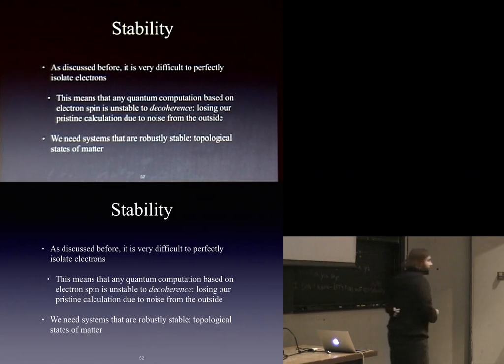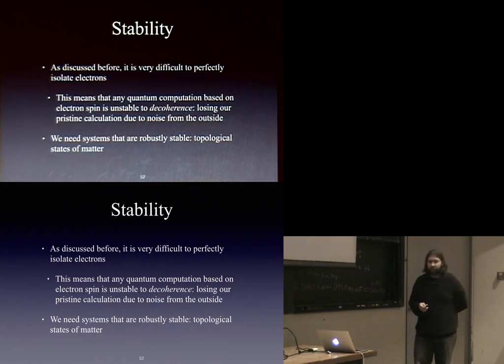Okay, so something that we of course have to mention, I mentioned briefly in the beginning, is this issue of stability, right? So we have all of these toy models of an electron, and its spin is either spin up or spin zero, and it's kind of trapped in place in perfect vacuum. And that's of course not something you can really build in a lab, right? It's basically impossible to perfectly isolate electrons, and it's very, very difficult to even isolate them really well.